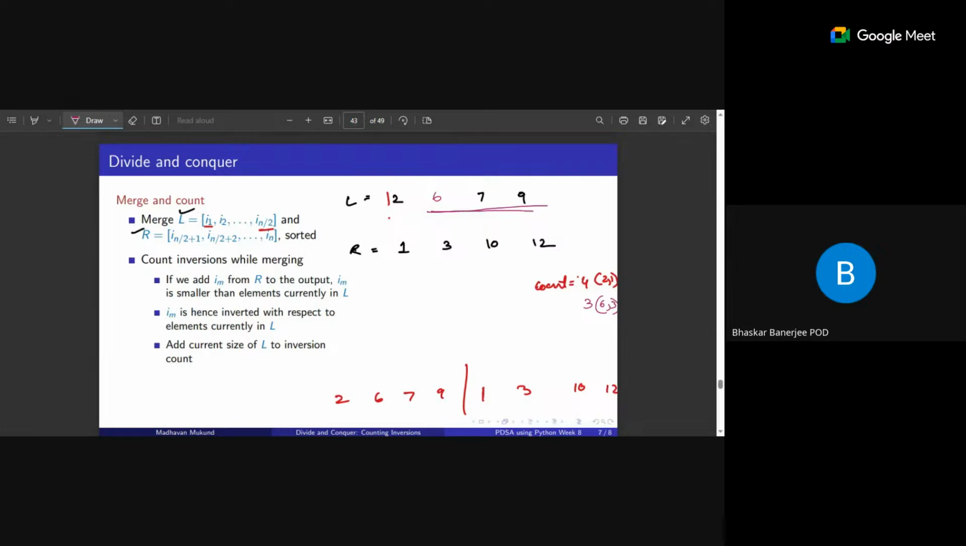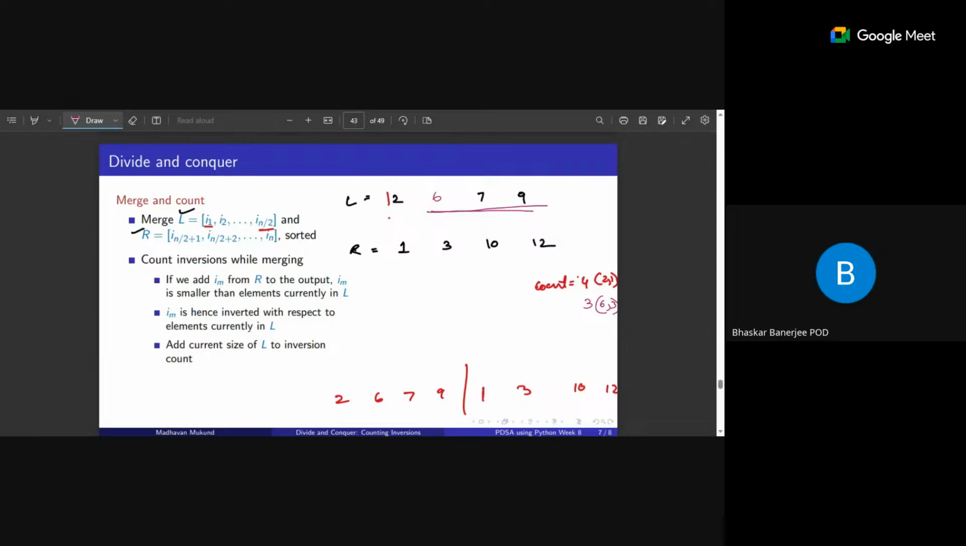So the merge algorithm has this beautiful way of working. Whenever in the merge algorithm you are taking an element from the right subarray, that means the element of the right subarray is smaller. Whatever would be there in the left subarray will correspond to an inversion. Fine.